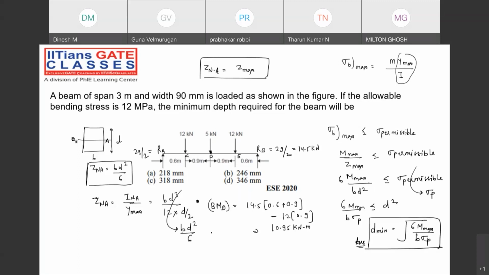Once you get the maximum bending moment, you can calculate at each and every point and verify this is going to be the maximum value. Now, once we know this, we can calculate D minimum by using the formula 6M maximum.